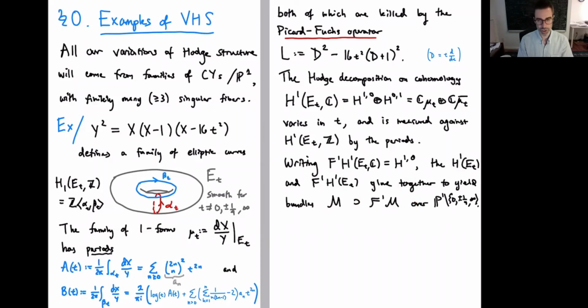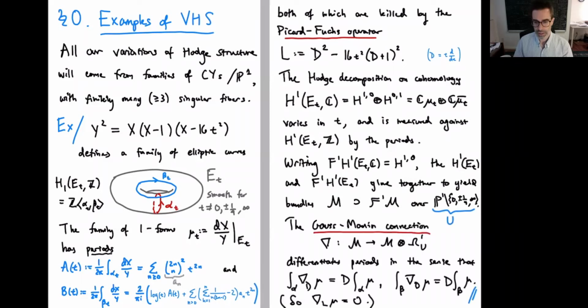this elliptic curve degenerates. And then finally, the Gauss-Manin connection differentiates periods, in the sense that nabla_D applied to mu, and then you take the period of that, is the same as applying D to this period, and so forth. And so by abusive notation, I can say that nabla_L, where I simply substitute in the Picard-Fuchs operator, kills the cohomology class mu. And henceforth, I will just write that as L mu equals 0 for short.